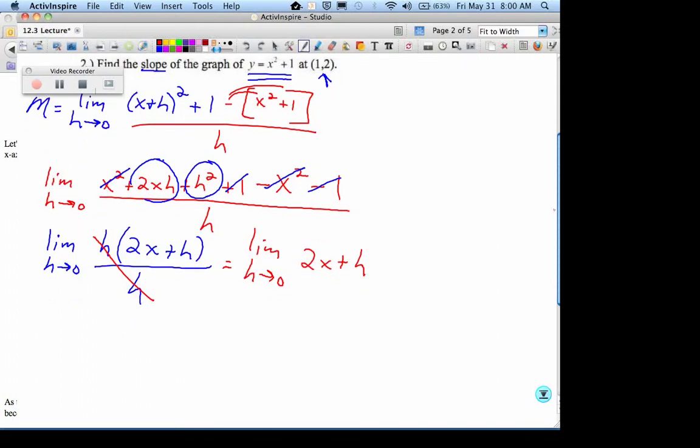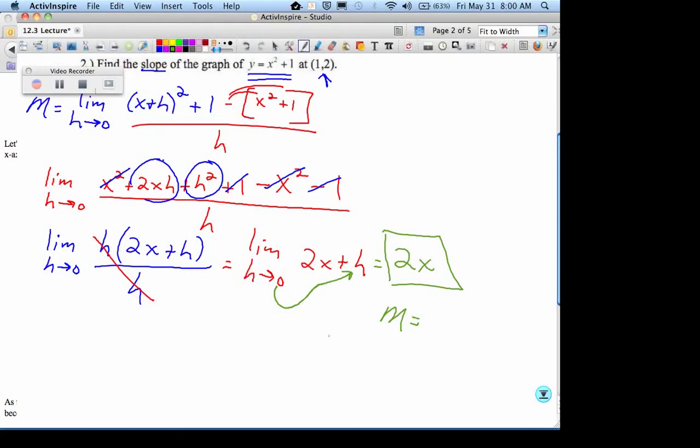Once we got rid of the h on the bottom, this is the first time that I can take the 0 and plug it in, direct substitution, and not have any issues. So h is 0, so what happens when h is 0? I'm left with 2x. So that is the derivative, that is the equation of the slope function. They want us to calculate the slope. So that is my answer, but we have to identify the slope.